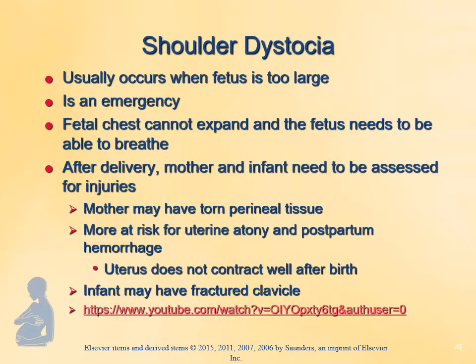Occasionally, the provider might have to reach up where that shoulder is stuck and break the clavicle in order to collapse that shoulder to help it come under that symphysis pubis. So of course, we wouldn't do that as a first line measure, but sometimes it needs to be done in order to get that baby delivered.